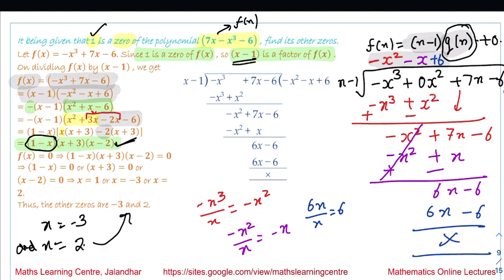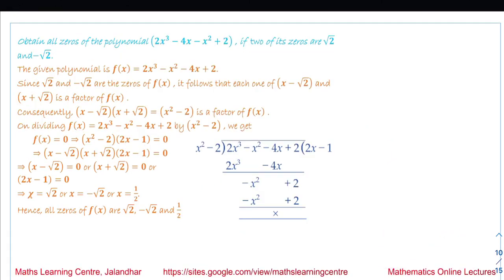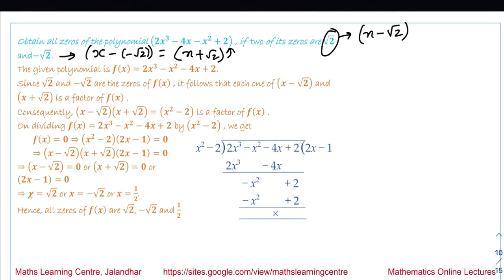Now next is: obtain all zeros of this polynomial if two of its zeros are root 2 and minus root 2. So two zeros are given to us. It means x minus root 2 is a factor of this, and x plus root 2 is also a factor of this polynomial. If I write this polynomial, it is 2x cube minus x square minus 4x plus 2.